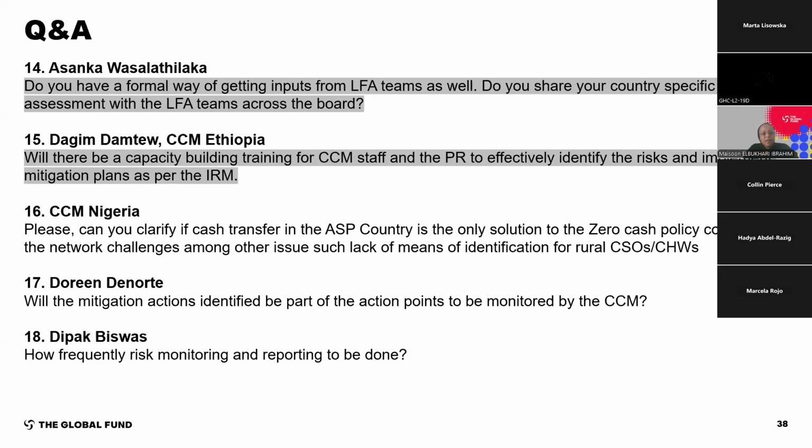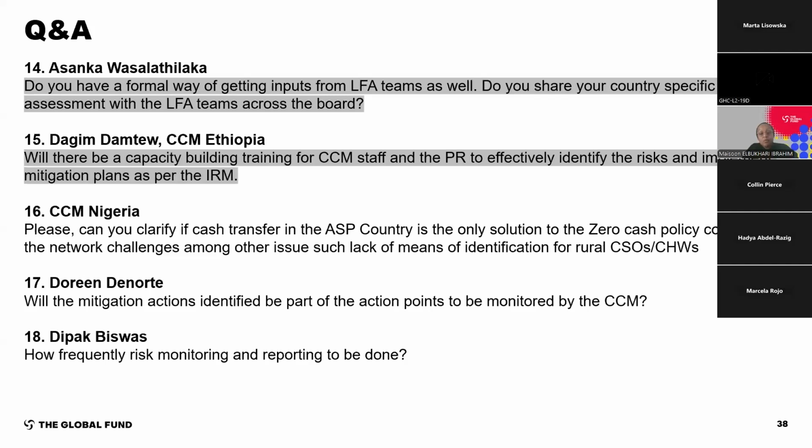Can you clarify if cash transfer in additional safeguard policy country is the only solution to the zero cash policy, considering the network challenge among other issues such as lack of means of identification of rural CSOs and community health workers? So CCM Nigeria, this is a very important question.